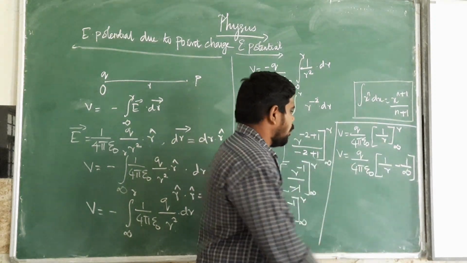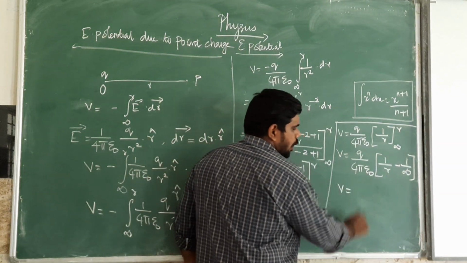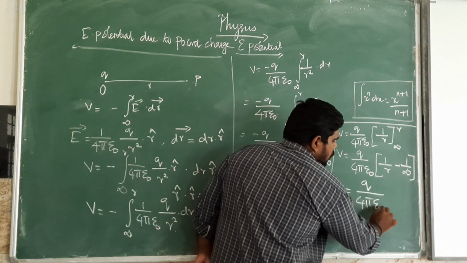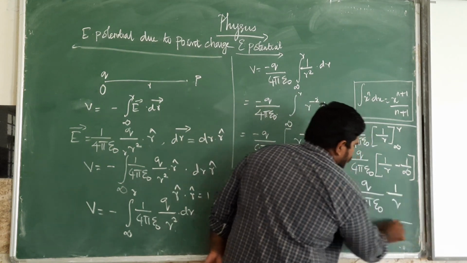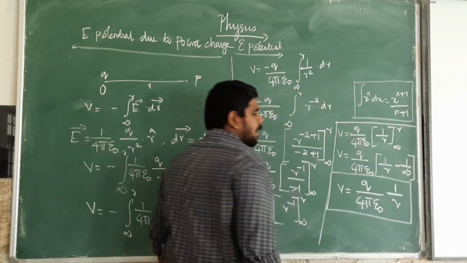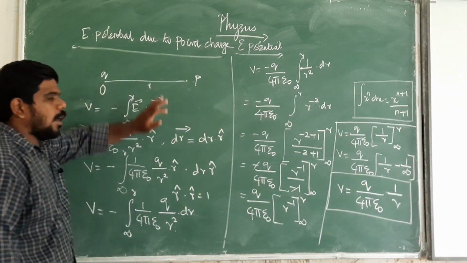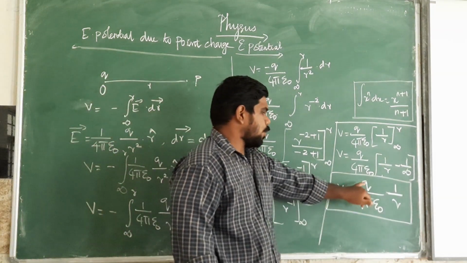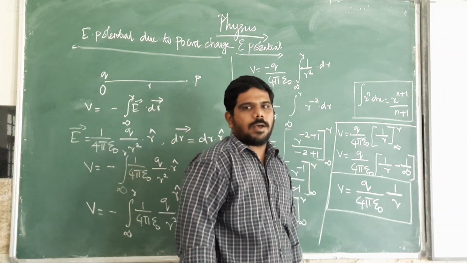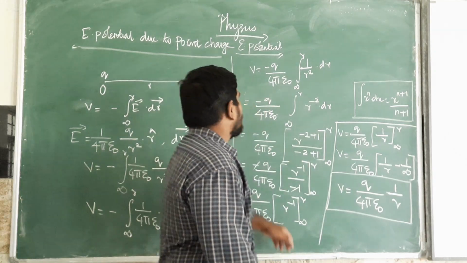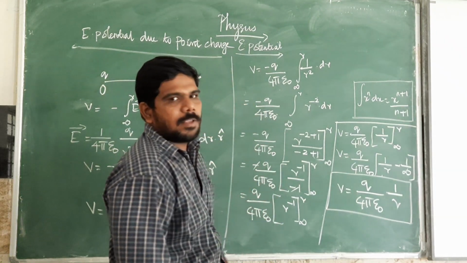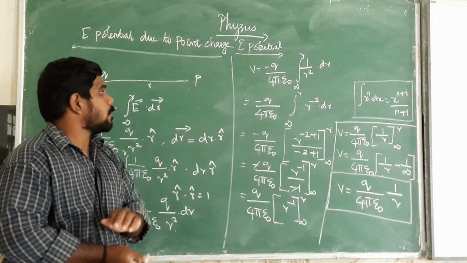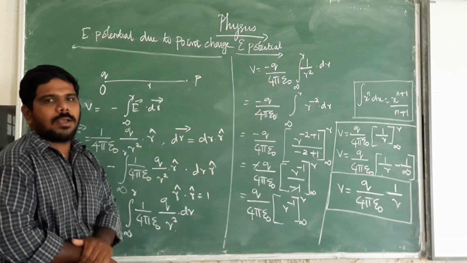So what we get is the electric potential: V is equal to q by 4 pi epsilon 0 into 1 by r. This is the formula for electric potential at a point at a distance r. Okay, so what's the formula for electric potential? V is equal to q by 4 pi epsilon 0 r. Clear? This is the electric potential due to a point charge. This will be one of our important 3 mark questions. Okay, what's the question? Electric potential due to a point charge.